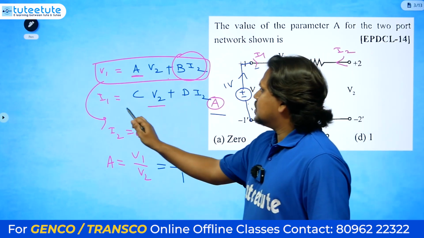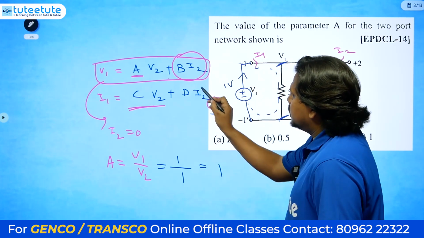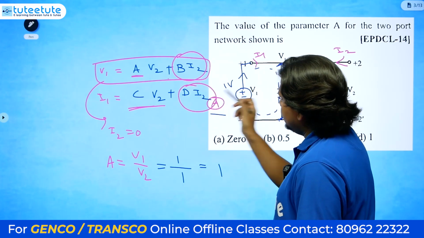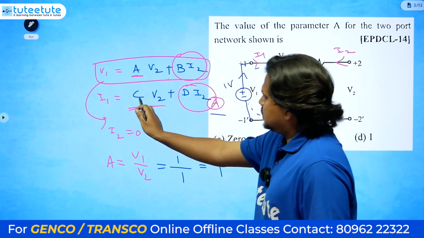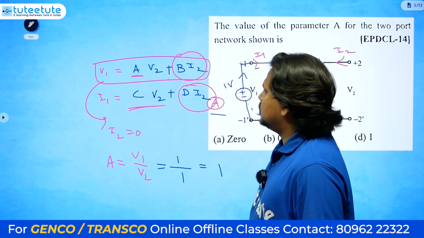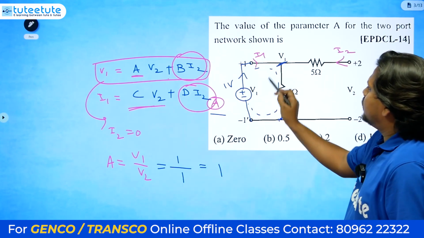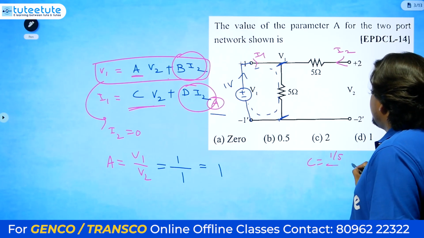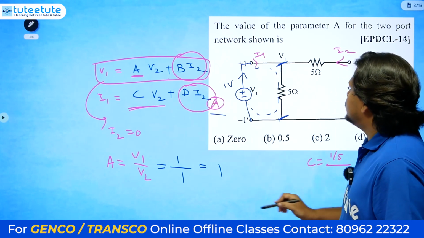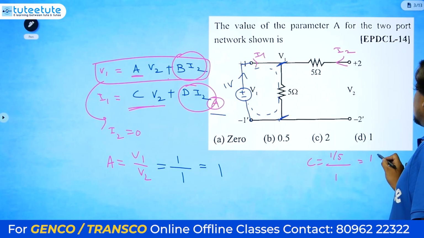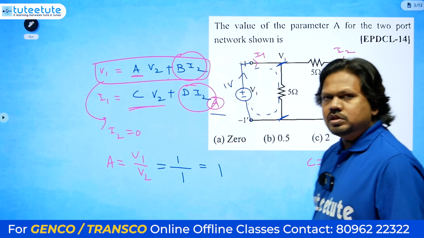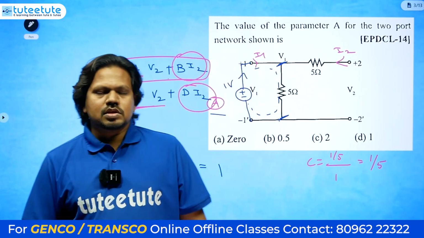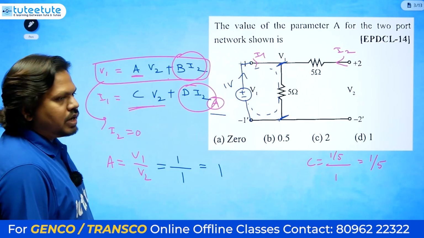For example, if they ask about C, how do we do it? Make this term equal to 0, again I2 equals 0. Then the C value equals I1 divided by V2. What is the value of I1? 1 divided by 5. C equals 1 by 5 is the current, divided by V2. The V2 value is 1, so it will be 1 by 5. That's it. Similar to this, A, B, anything we can get.